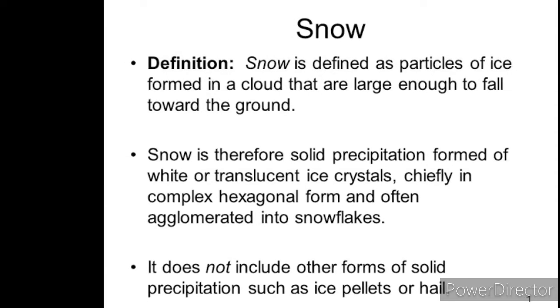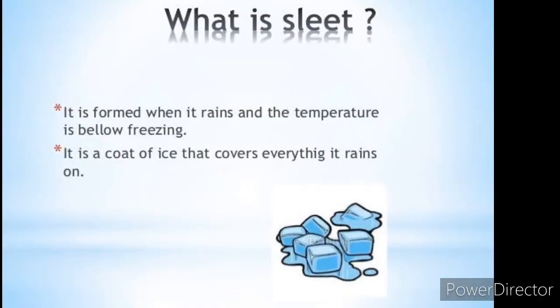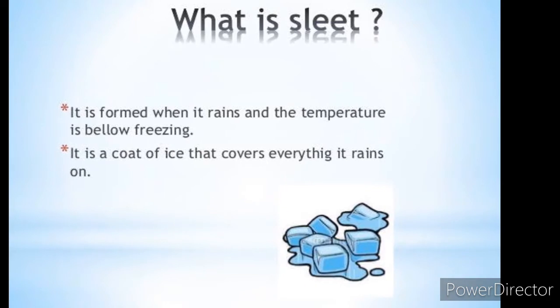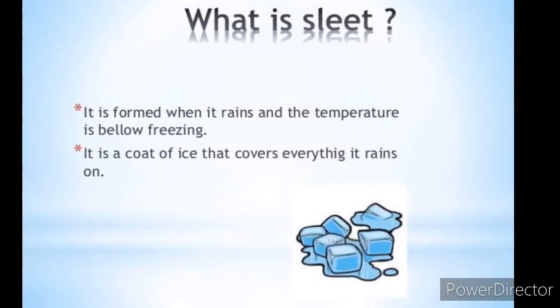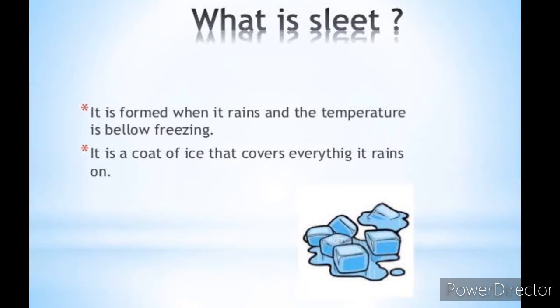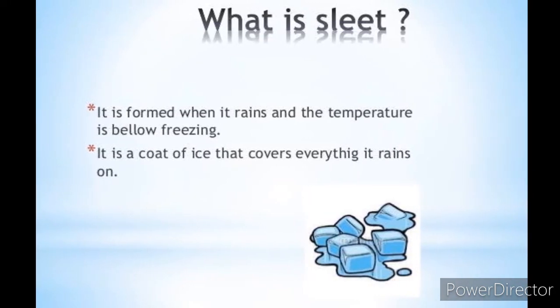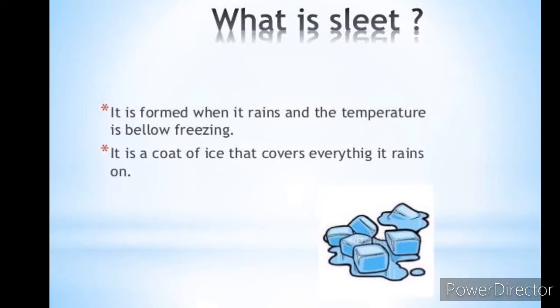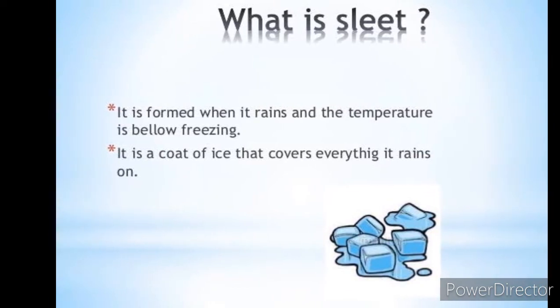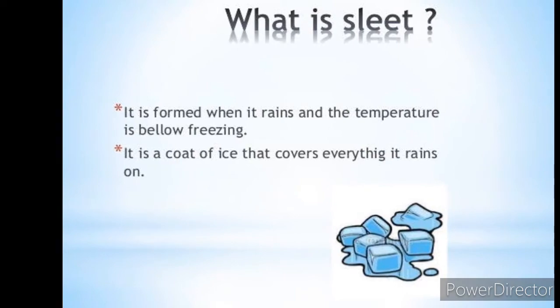Next is sleet. Sleet is the mixture of rain and snow. It is formed when it rains and the temperature is below freezing point. So rain will take place and snow will also be formed, as the temperature will be low. This is known as sleet. It is the coat of ice that covers everything it rains on.